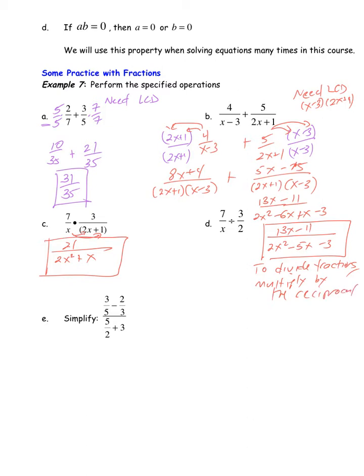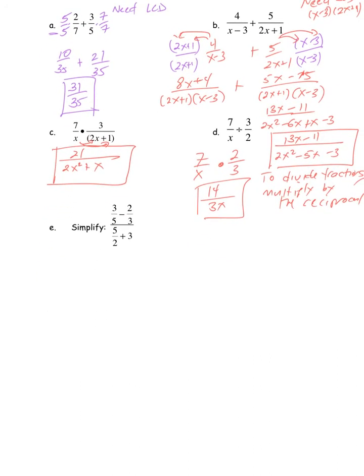Okay, so in this case, 7 over x divided by 3/2 is the same thing as 7 over x times 2 over 3. Now, letter D is the same thing as we had in letter C. So multiply numerators. So 7 times 2 is 14. Multiply the denominators. X times 3 is 3x. The last problem, we're going to actually solve in 2 ways. And it's your choice which method that you choose.